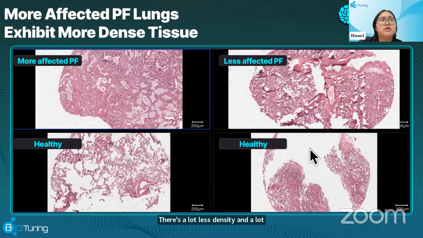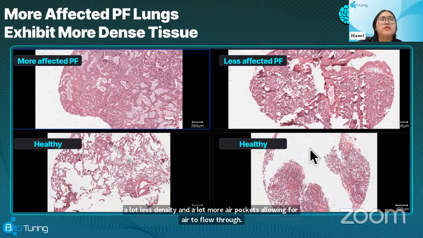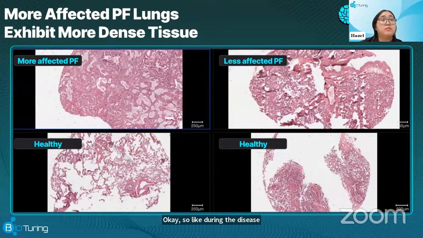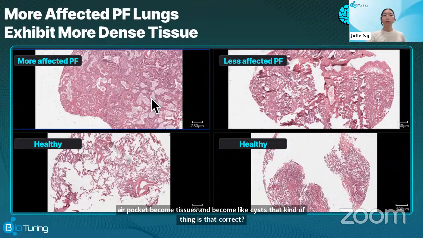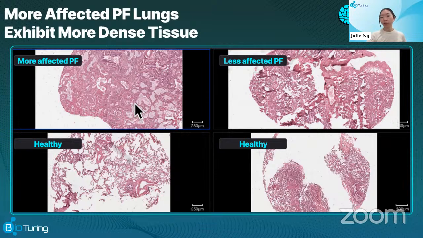Yes, great. So during the disease, the air pockets become tissues and become like cysts, that kind of thing. Is that correct? Yeah, that's right. And we can see some of the morphologies right here. This may be cysts, and these dense parts may be fibrosis. Okay, that's an overview of how the tissues look.